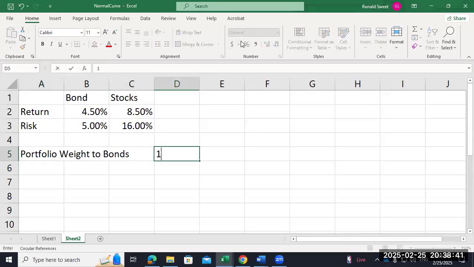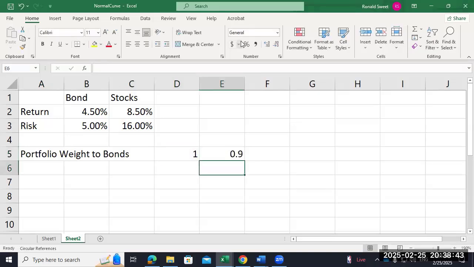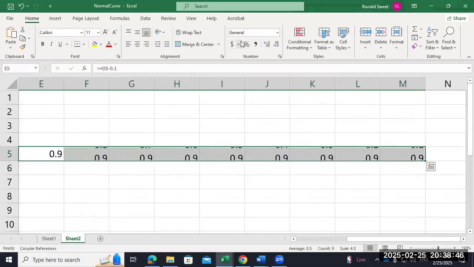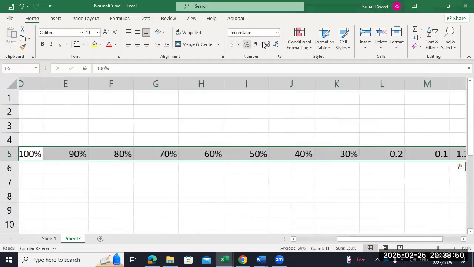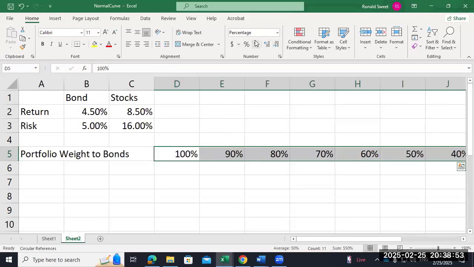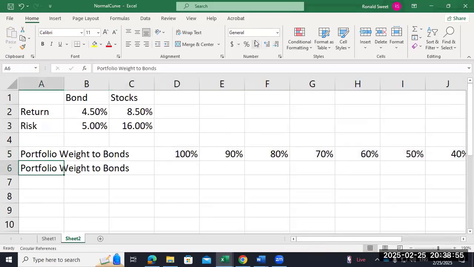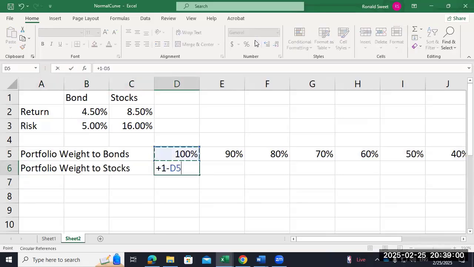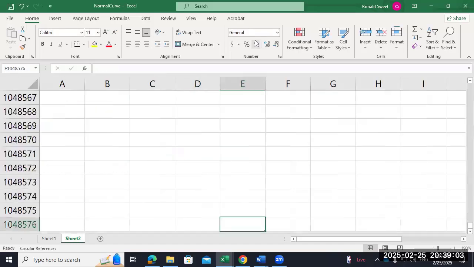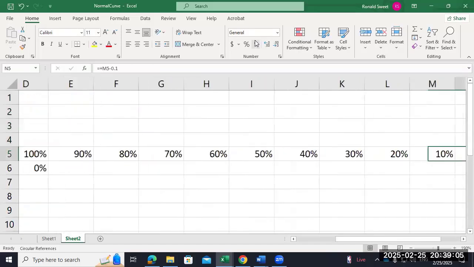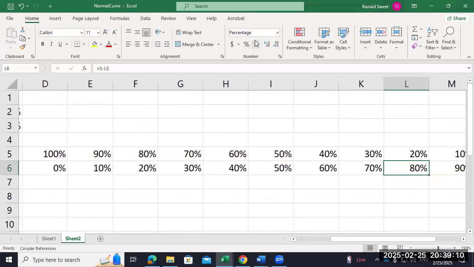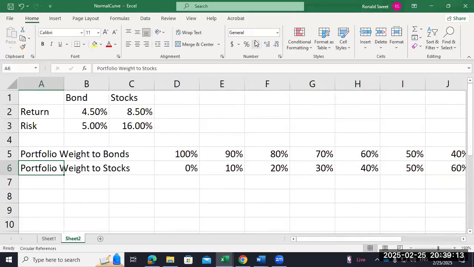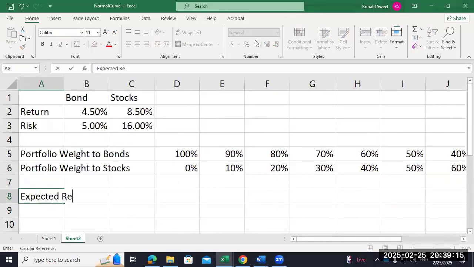Let's say we have 100% in bonds, or 90% in bonds, or nothing in bonds. And Bill Gates thinks there's something out there, but it should be 0. What's our weight to stocks then? 0. Yeah, 0. Oops, sorry. So 0, 10, 20, 30, 40. All right. Pretty straightforward. What's our expected return?